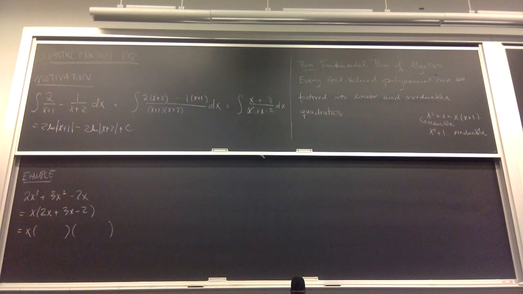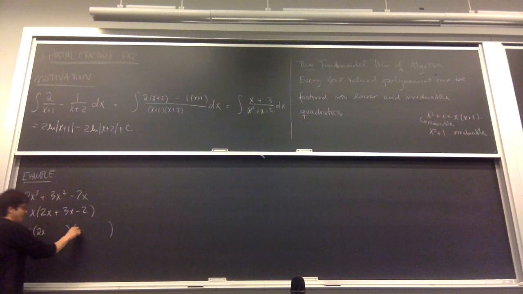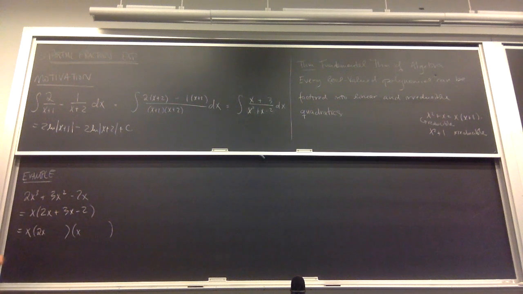Well, we should all be experts at this. So this has to be a 2x and this has to be an x, right? That's the only way we're going to generate that 2x squared. Right, so there's your hint. Give me the remaining terms.